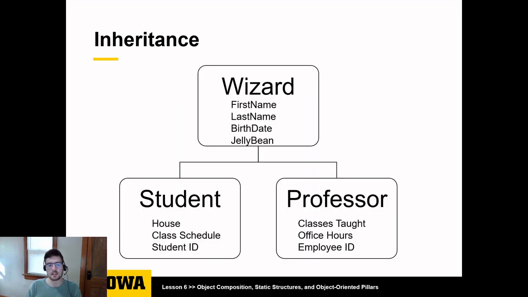So let's organize that Venn diagram into a hierarchy instead. So if we think about it in terms of a hierarchy, all wizards have these four things. All wizards have first names, last names, birth dates, and jelly beans. Now, a student wizard also has these additional properties. So a student has everything a wizard has, plus a house, a class schedule, and a student ID. And professors have everything a wizard has, plus classes taught, office hours, and employee ID. So this is when we think about an inheritance hierarchy, we think about it like this.